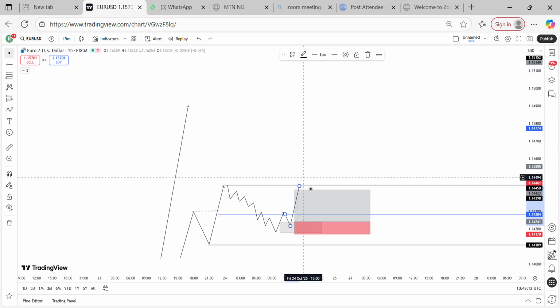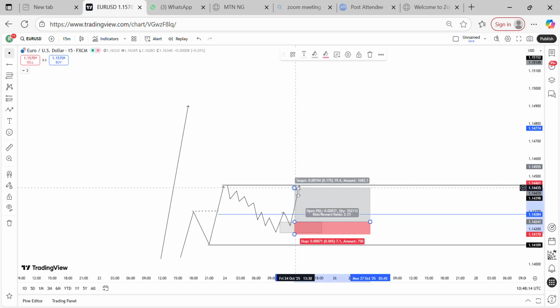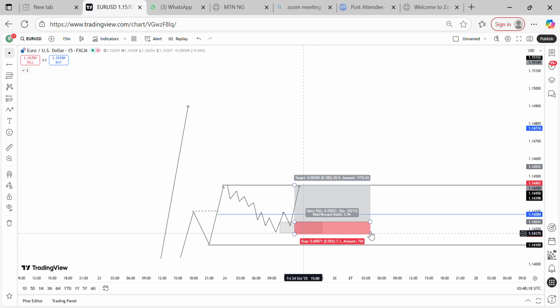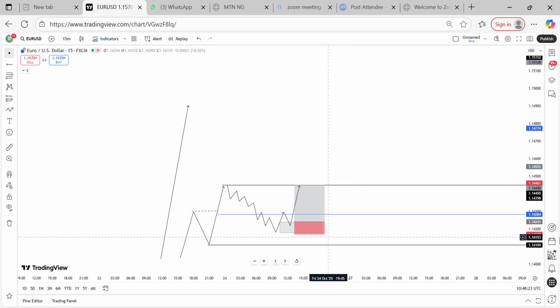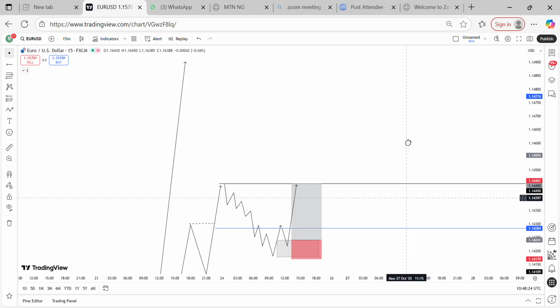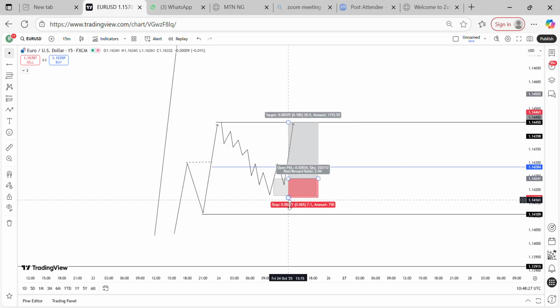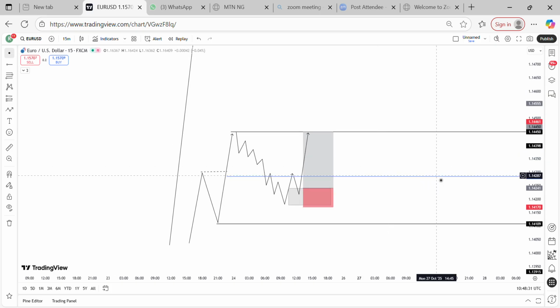So this will be your take profit, and this point will be your stop loss. We'll give it a little space to breathe. So I think this will be all for now.